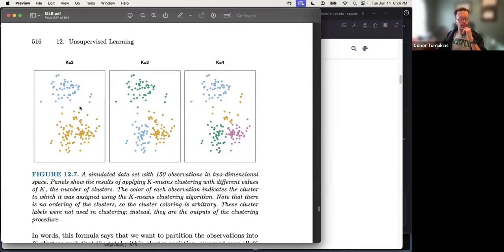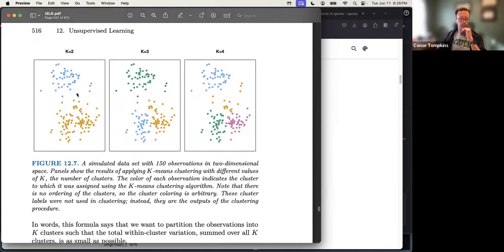So here's this data set, the simulated data set, where it's setting k equals 2 for 2 clusters, k equals 3 for 3 clusters and 4 clusters, and the k-means algorithm is putting the observations into the clusters based on the measurement variables. Here, to me, it looks like 2 is the appropriate number, because after you get 3 and 4, it's sort of inventing clusters that don't match my eye test at least.